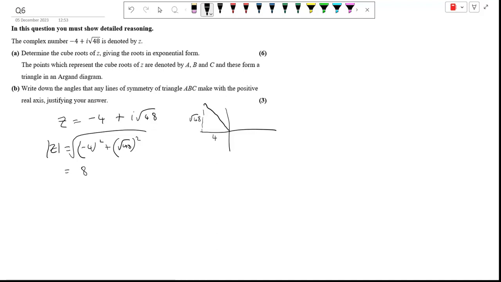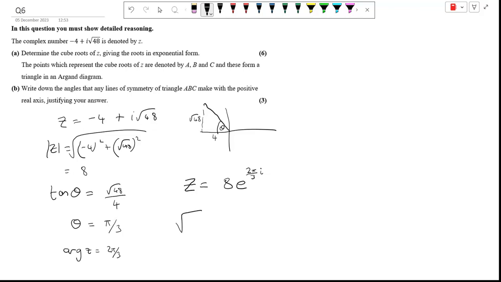And then if we work out the arg of z, we can do tan theta, where theta is this acute angle. So tan theta is root 48 over 4. Root 48 is 4 root 3, so tan theta equals root 3, and so theta is going to be pi by 3. And therefore the arg of z is 2 pi by 3. So at this point you can say that z is equal to 8 e to the 2 pi over 3 i. Once in exponential form, I'm just going to keep it in exponential form.